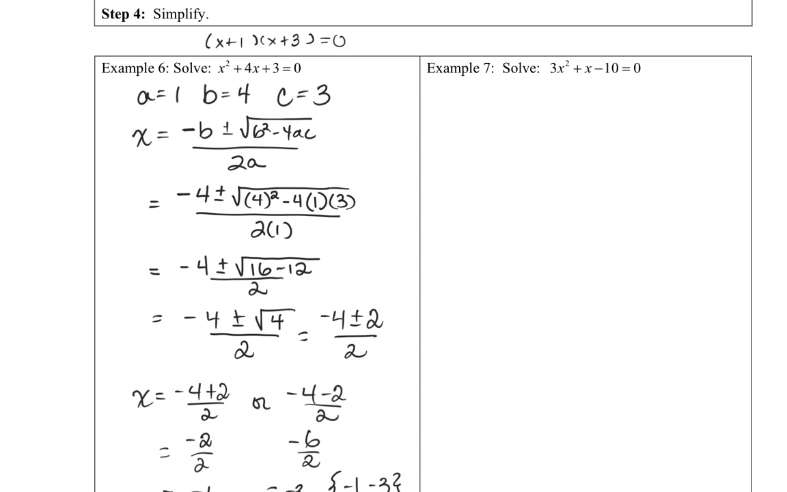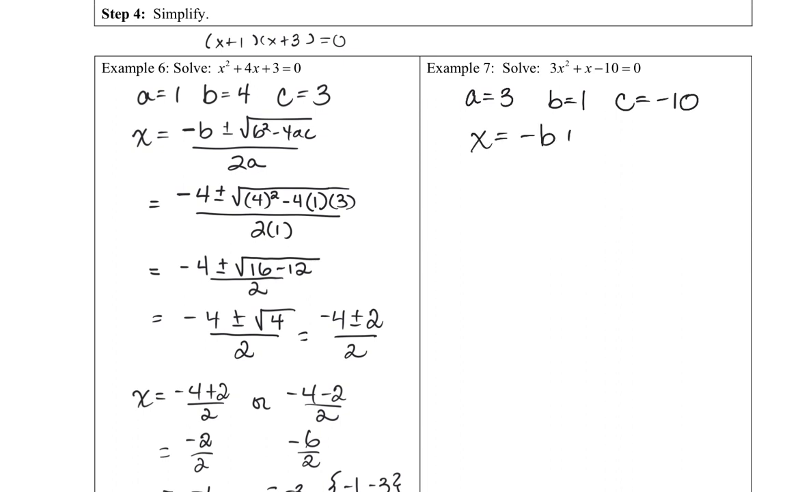All right, now what about this one? So what I want you to do on this one is pause the video, find out what A, B, and C are, write down the quadratic formula, plug it in, and then restart the video to make sure you got the same thing I got. Okay, so I'm trusting that you stopped it. A is 3, B is 1, and C is negative 10.